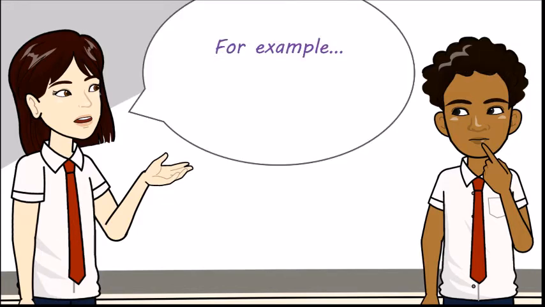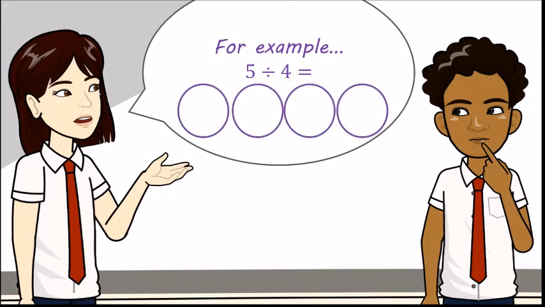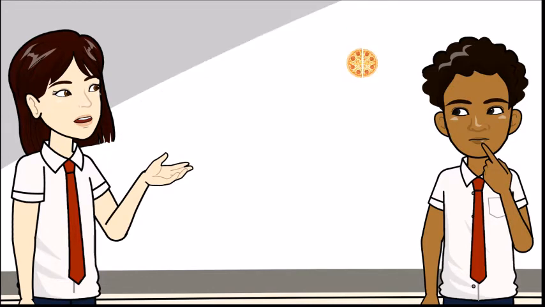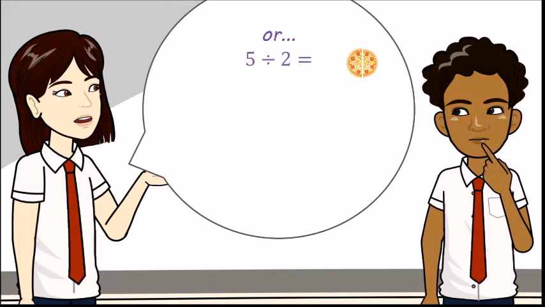For example, let's say we have 5 pizzas and we share it between 4 people. Let's draw 4 circles to represent each person. Then each person will get 1 pizza and the 5th pizza will be cut into quarters and shared evenly. We can look at each circle and see what the answer is. 1 1/4.